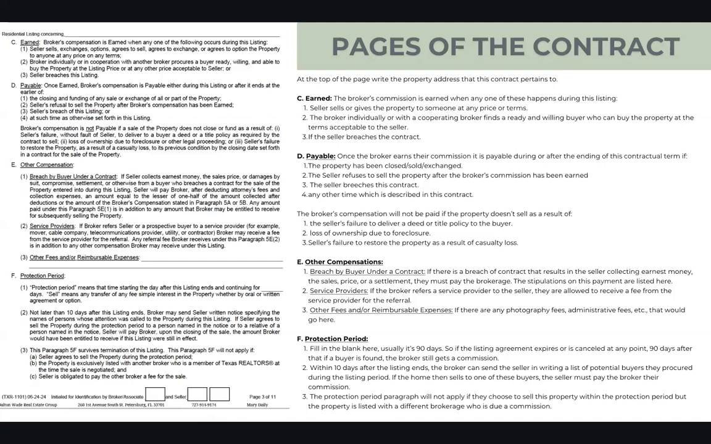Within 10 days after the listing ends, the broker needs to send the seller in writing a list of potential buyers they procured during the listing period. If the home then sells to one of these buyers, the seller must pay the broker their commission. The protection period paragraph will not apply if they choose to sell this property within the protection period, but the property is listed with a different brokerage who is also due a commission.